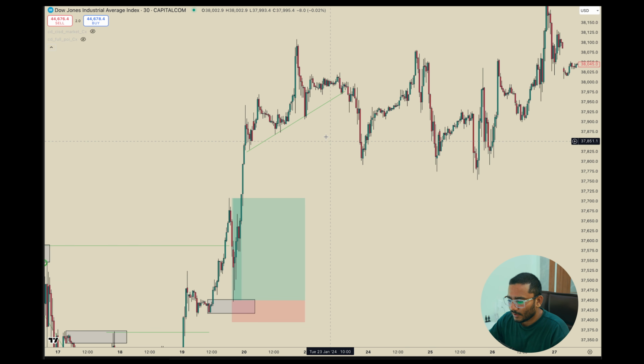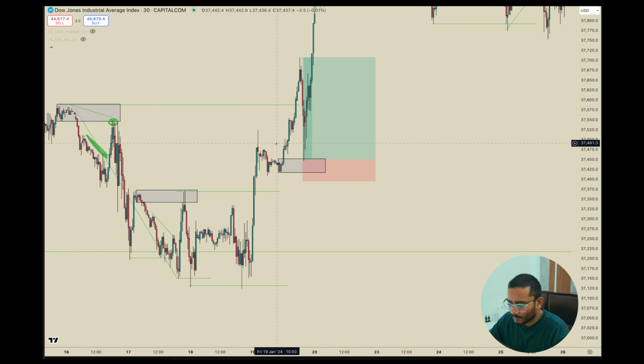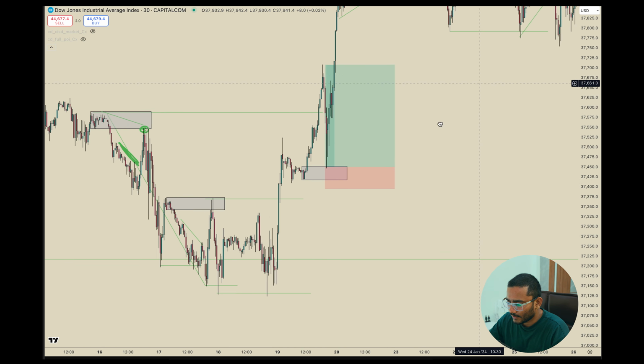Here price created trend line liquidity, it swept this, but here we don't have any imbalance. All this structure is mitigated, so this is liquidity. Here all the structure is liquidity because there is no imbalance. We need imbalance, right? Here we had imbalance above the order block, right? But there is no imbalance.